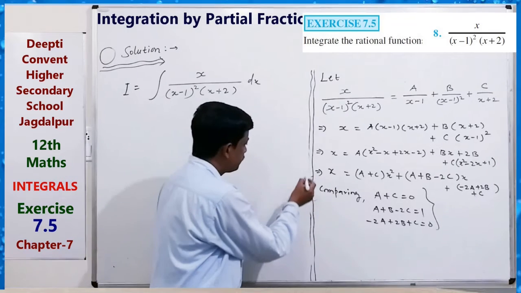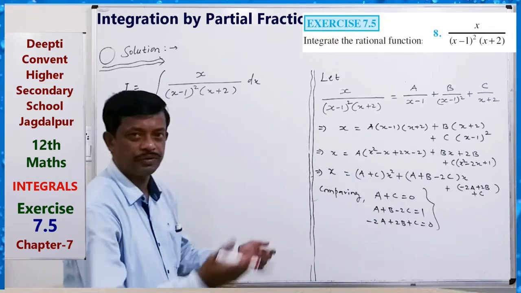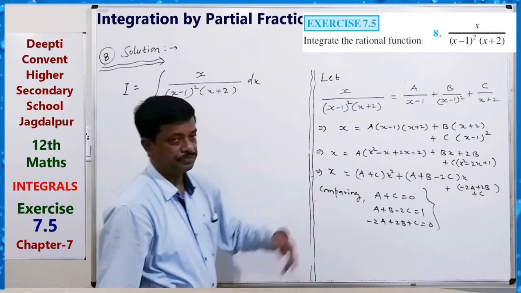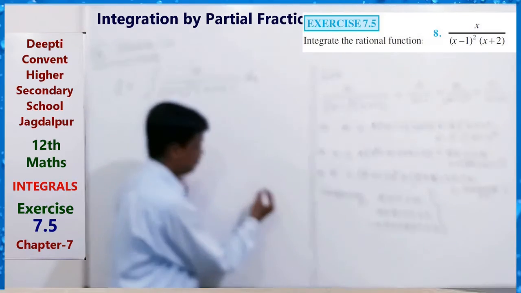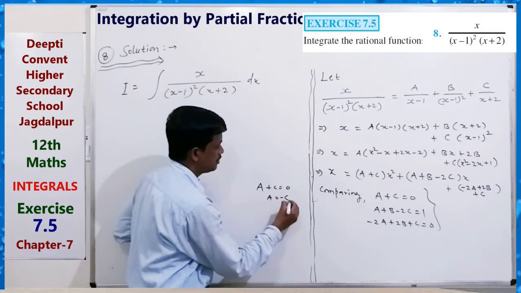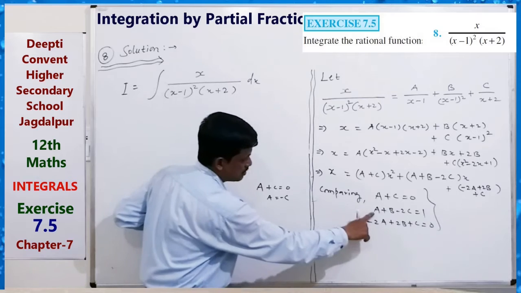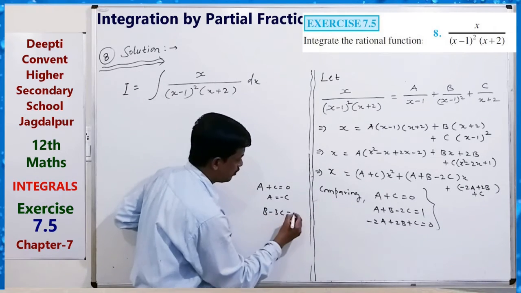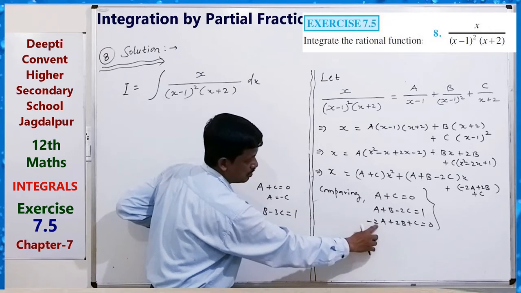Now solving these 3 equations, you have to find the values of a, b, c. Question 8. This can be solved. You can use a rough sheet. A plus c equals to 0, that is a equals to minus c. Put a equal to minus c here. So b minus 3c equals to 1. Also a equals to minus c gives 2b plus 3c equals to 0.